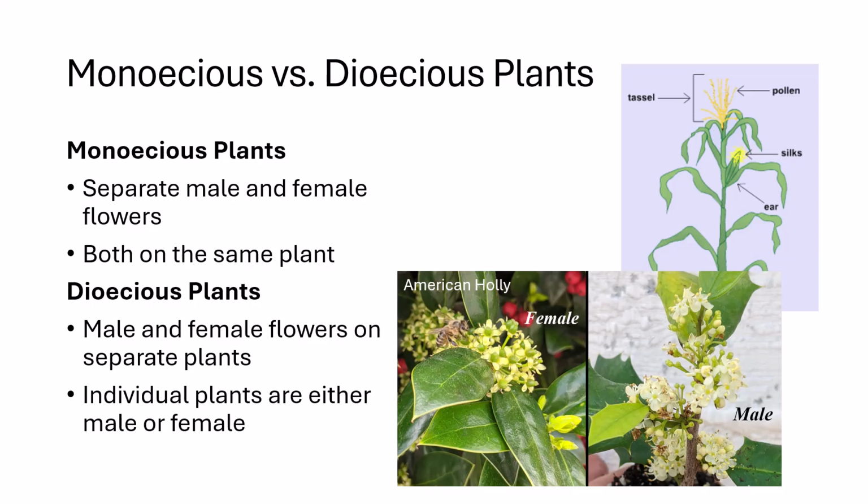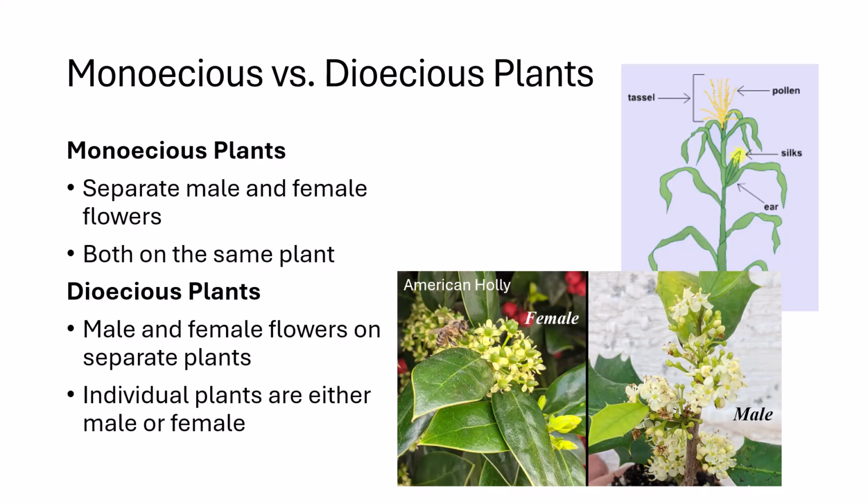Same plant, separate flowers. Now contrast this with a dioecious plant. In dioecious species, male and female flowers occur on completely separate individuals, like in this American holly. That means one plant is male, another plant is female. If you only have male plants, you will never get seeds. If you only have female plants, you will also never get seeds. This has major implications for ecology, agriculture, and horticulture.